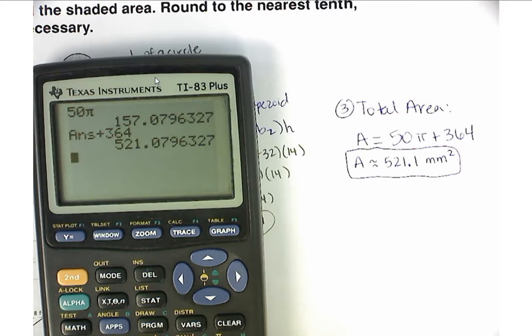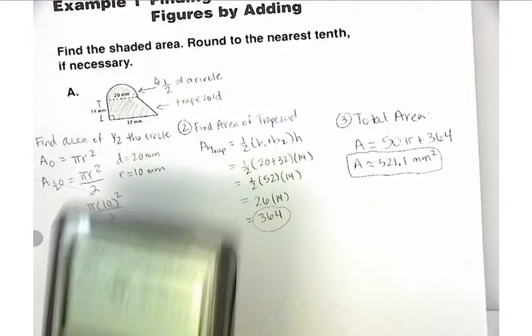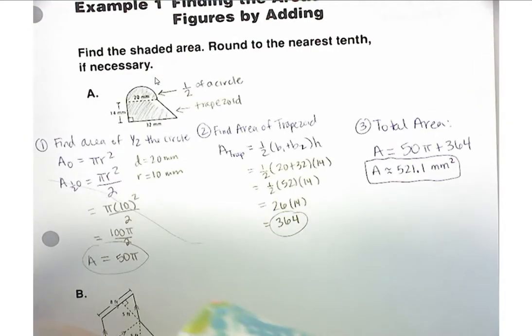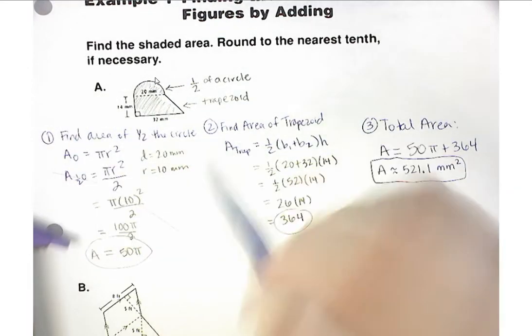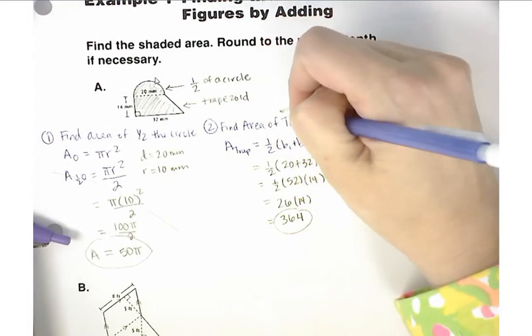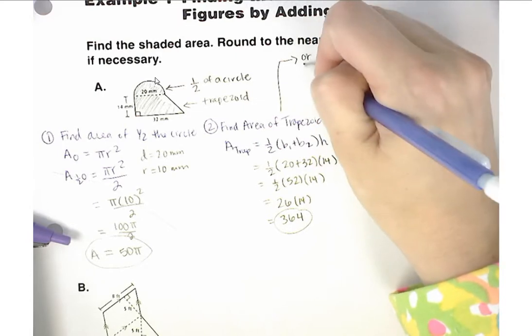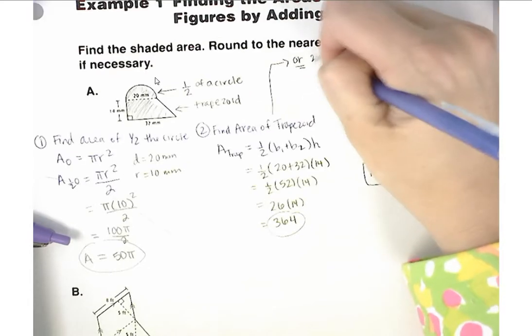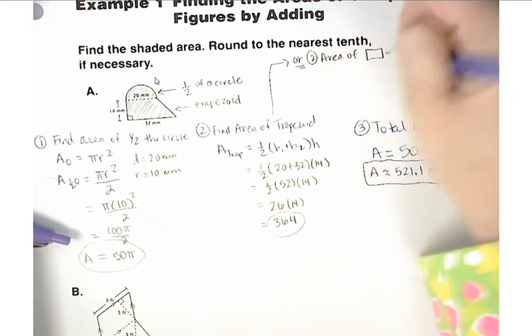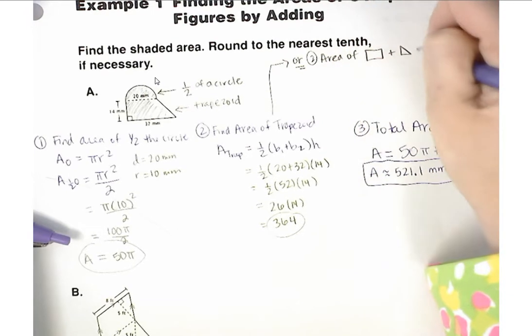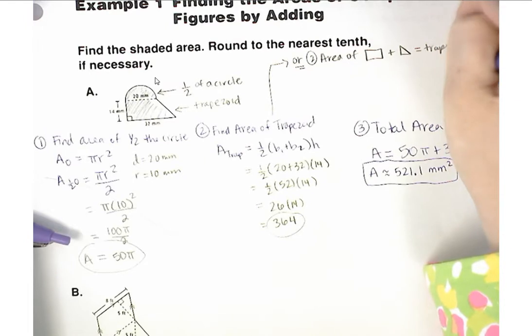Okay, now I'm going to show you another way that you can think about how you're finding the trapezoid. And Logan, I think this is what you were thinking. What were you saying that you could do instead of doing the trapezoid formula? Right, so you could do the area of the rectangle plus the triangle that makes up the trapezoid, right?